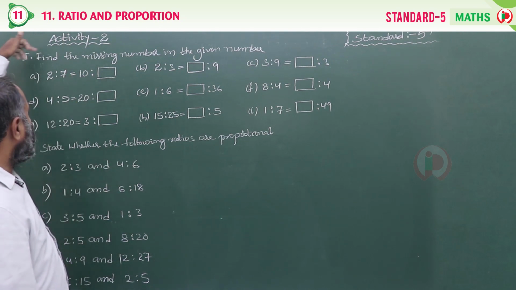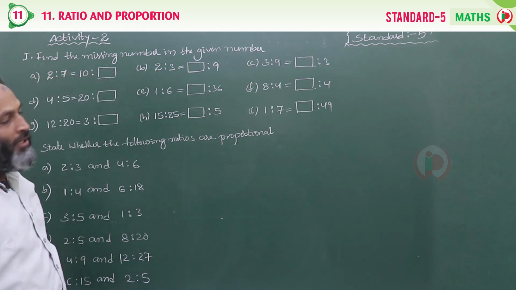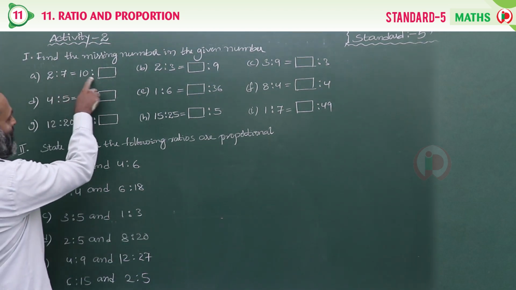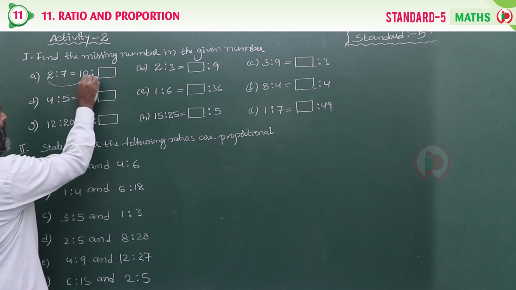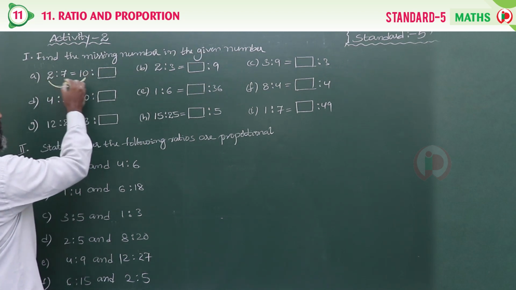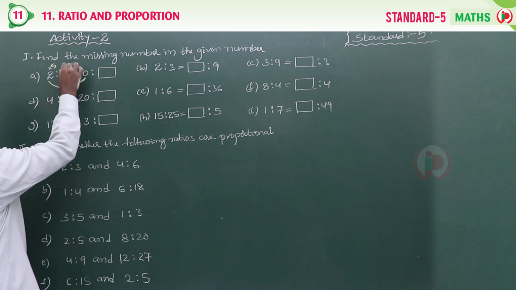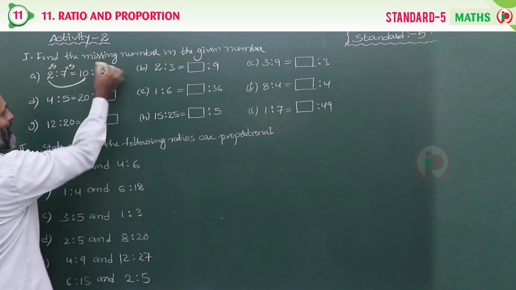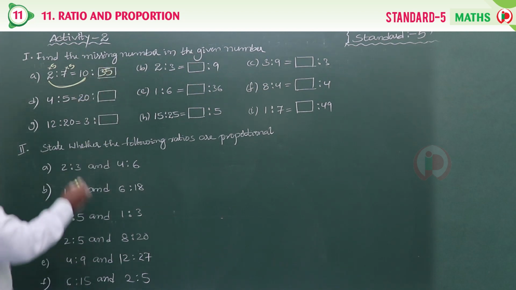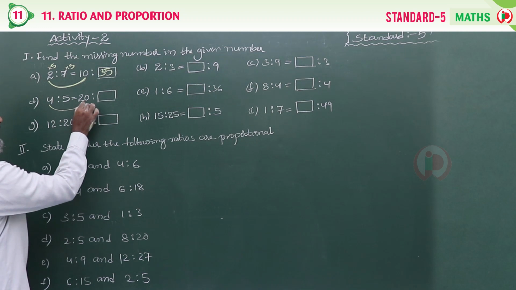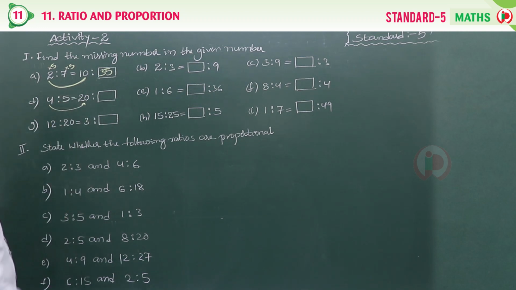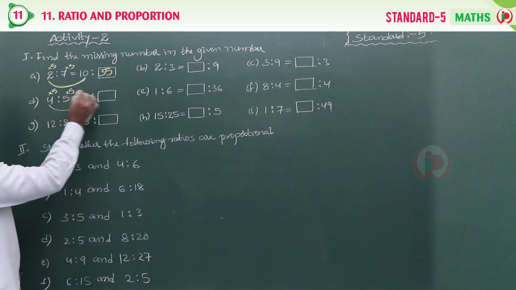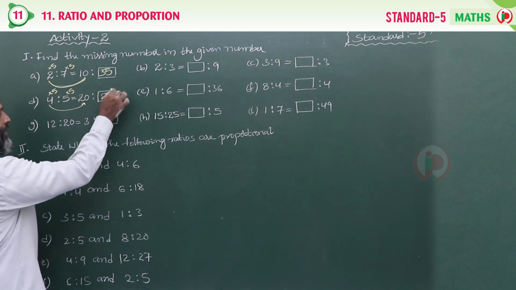Now in activity 2, find the missing numbers in the given ratios. Missing numbers we should find. Here, 2:7, 10 is to what? First we should check in the 2 table when you will get 10. 2 5s are 10. Here also you should multiply by 5, so that you will get 35 here. In the same way, in the 4 table, when will you get 20? 4 5s are 20, it means 5 also we should multiply by 5. 5 5s are 25, we should write here.